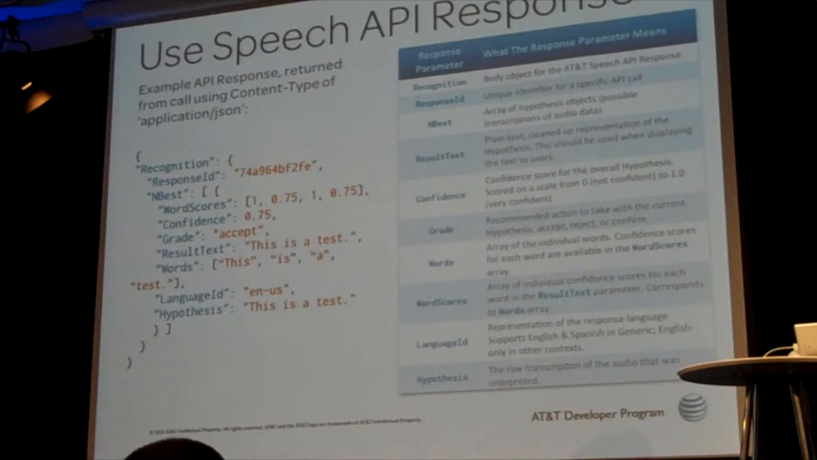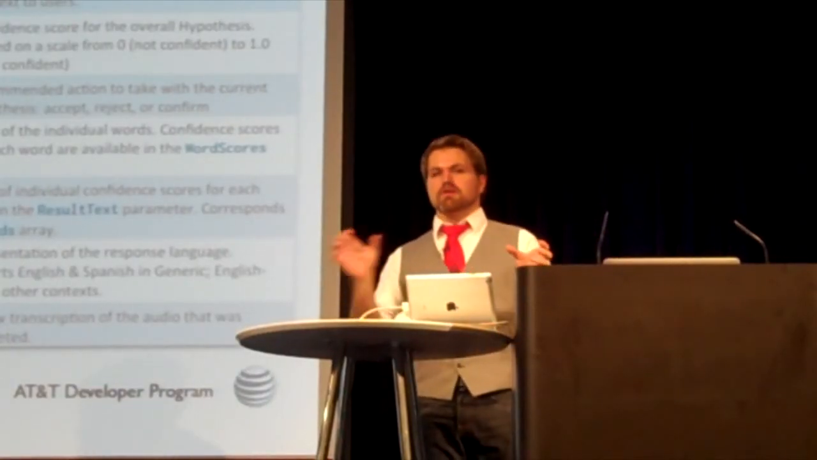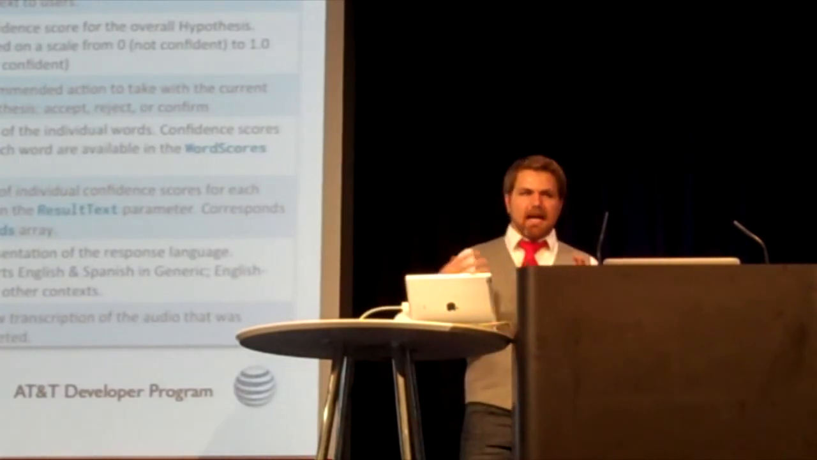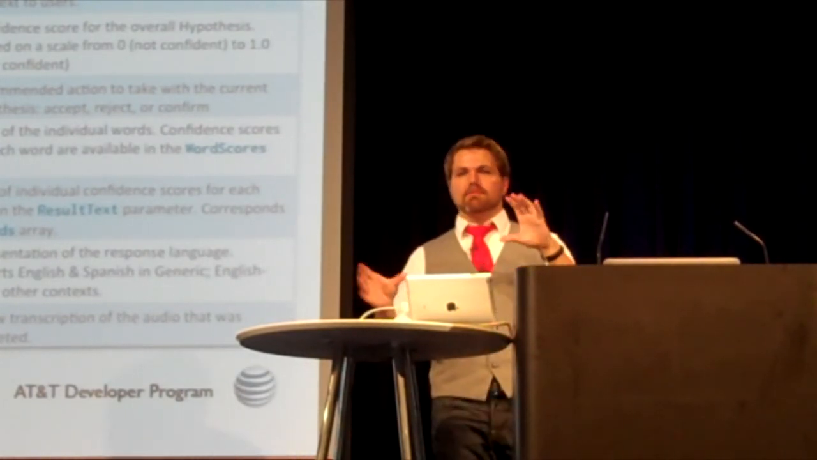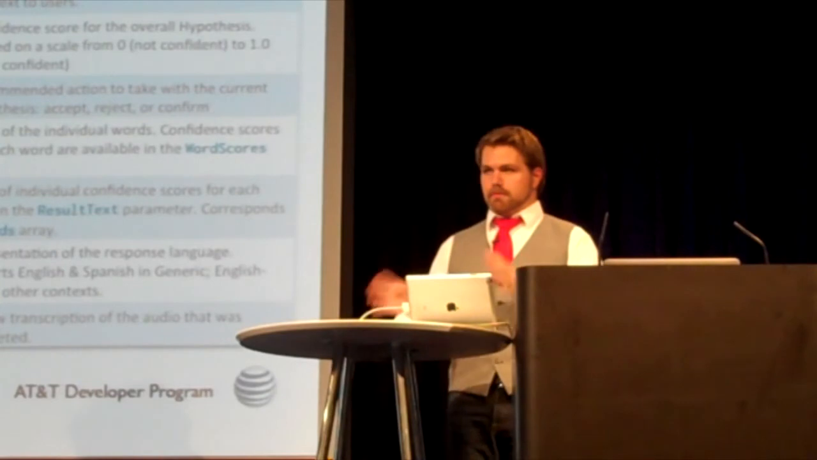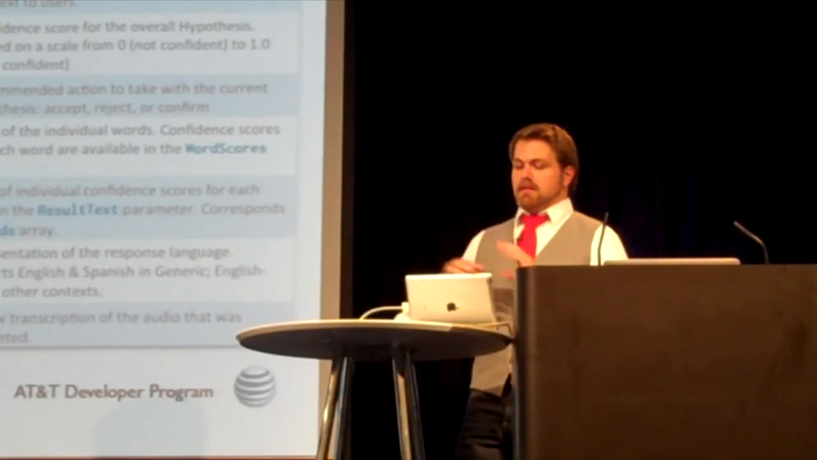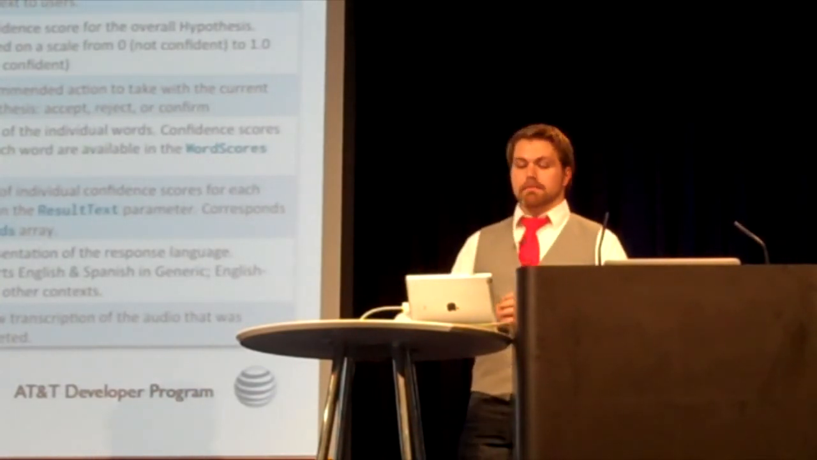The NBEST is an array of hypothesis objects. So every possible transcription that the AT&T Speech API thinks this could be. So let's say I say stars and stripes, and it thinks stars and stripes, and then I may have slurred words or something, and it may think I said stars on stripes. So let's say it has both of those. In the future, we'll have multiple NBEST objects. Right now, it should be returning only one, and that will be the best available one.